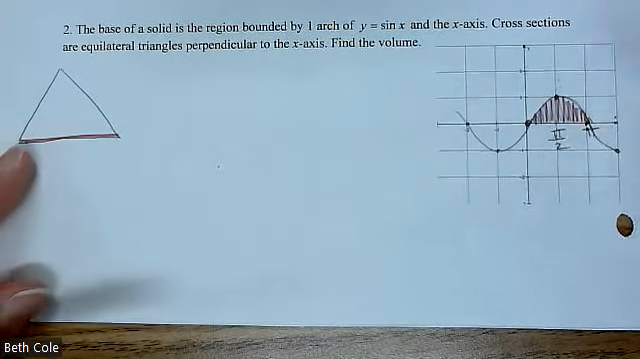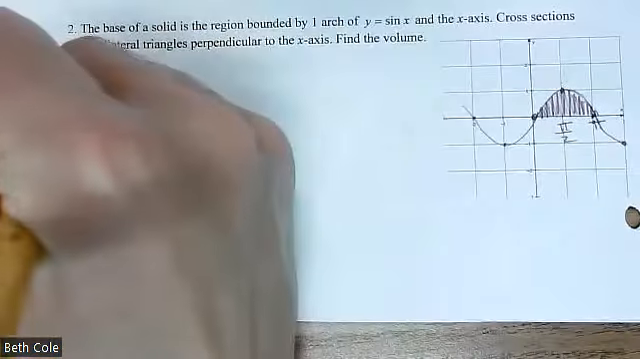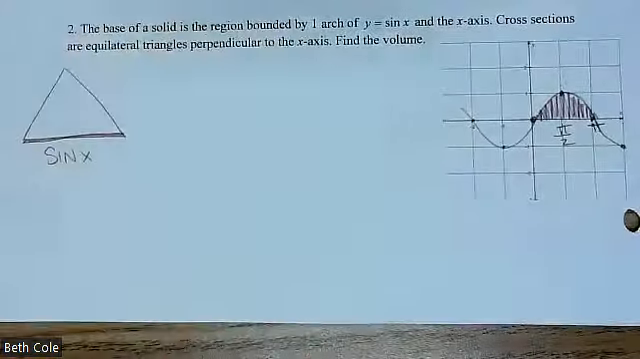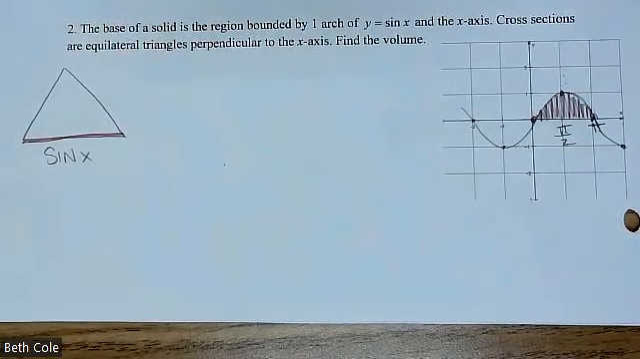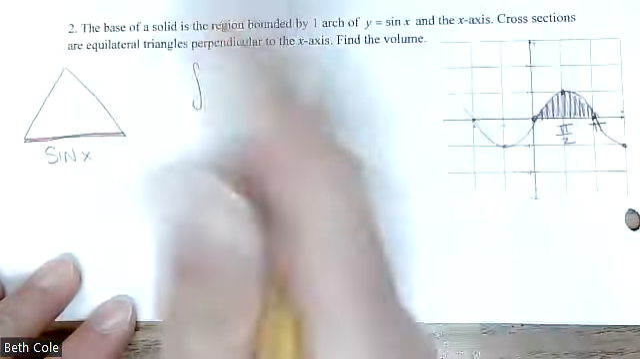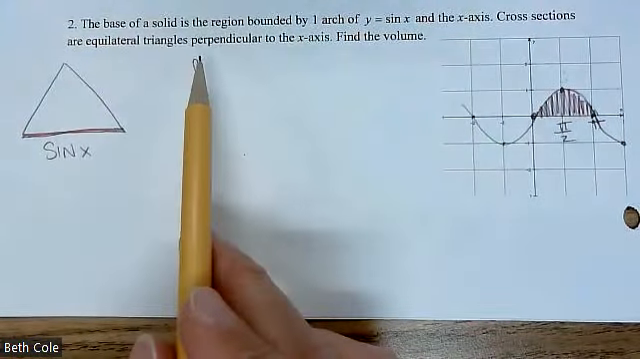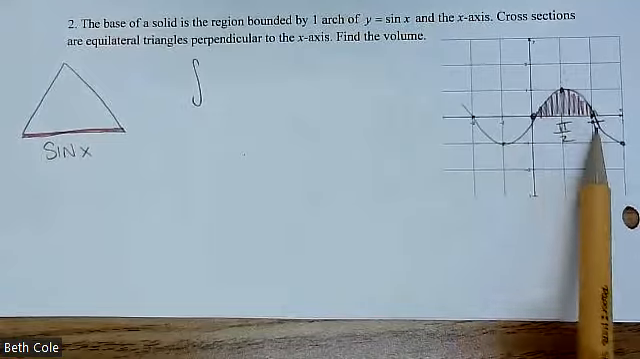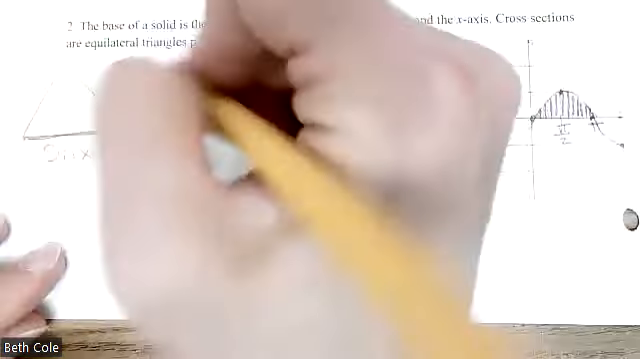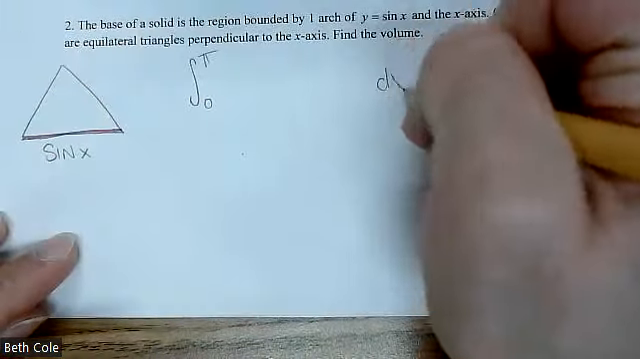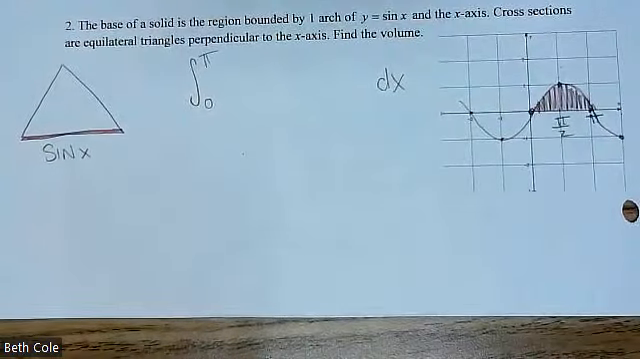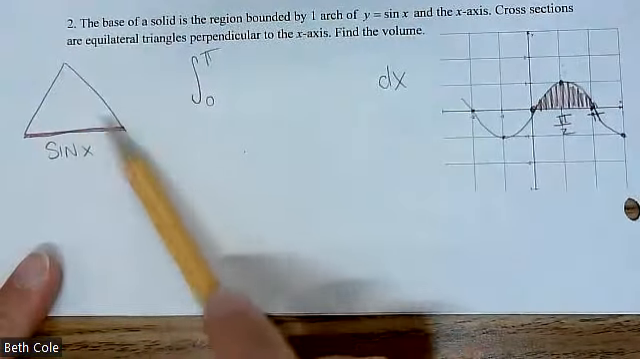It actually is just sine of x, right? Because the axis is 0. So the base of this is just sine of x. So when we go to set up the integral, we want x values for the boundaries. So it would be from where to where? 0 to pi, but dx at the end. And what goes in there is the area of the shape.